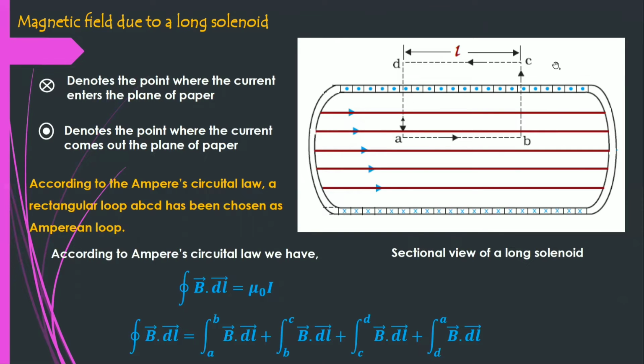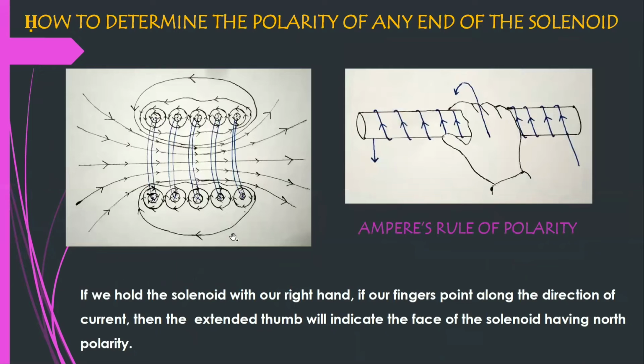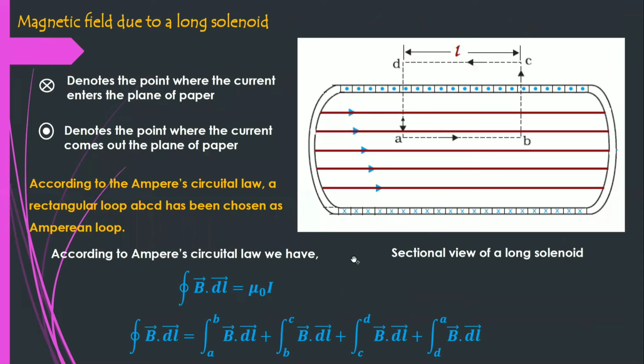Here a sectional view of a long solenoid is shown. These dotted marks denote the current coming out, and this cross mark denotes the current entering. Here the lines of force are parallel, meaning that the magnetic field is uniform inside the solenoid, and it is zero outside. Look here, it is zero in the vertical direction. Outside the solenoid, the magnetic field is 0.